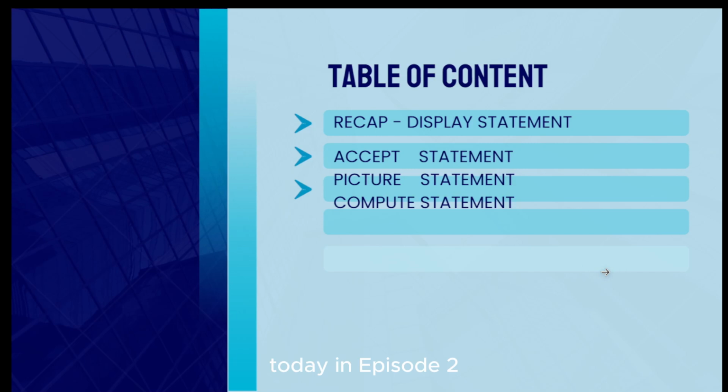Today in episode 2, we will move one step closer to writing real-world Cobol programs. We will learn 3 very important Cobol statements: accept statement, picture statement, compute statement. And by the end of this video, we will build a simple program to calculate the average of 3 numbers.